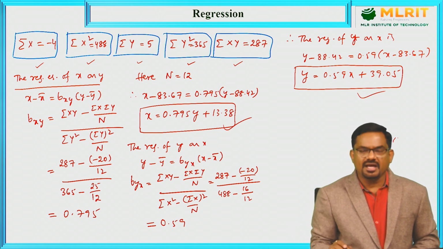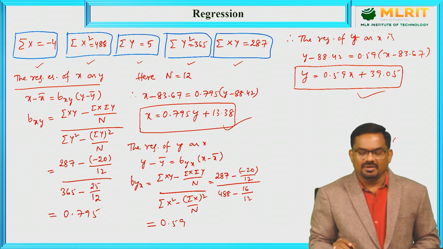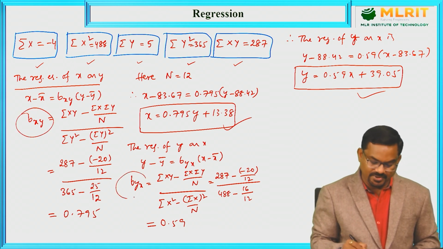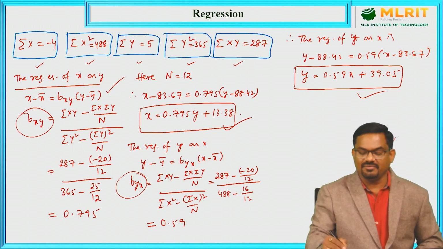So, if the data is given, first we find the mean values of X bar and Y bar. Depending on the values of X bar and Y bar, we consider the suitable formula, and then we calculate the regression coefficients Bxy and Byx and substitute in the equation of regression.